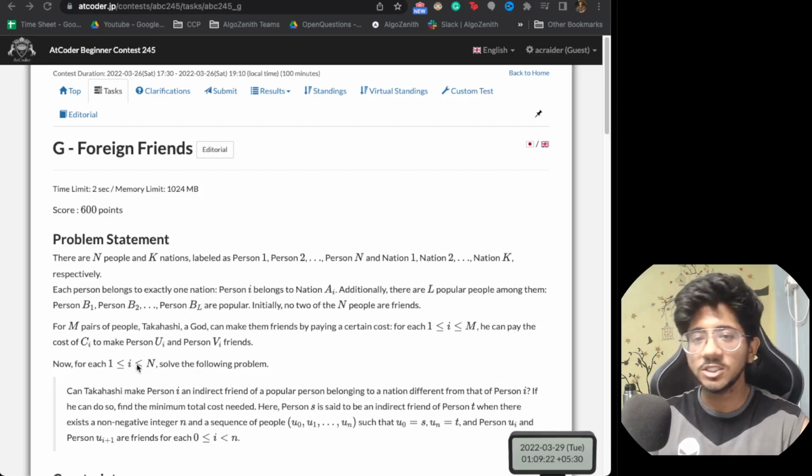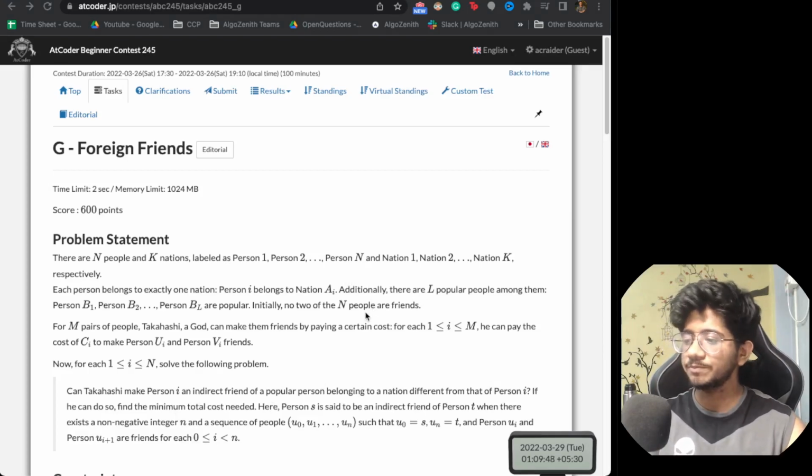Now what we need to do in this particular problem is, for every person, essentially you have to find one of the popular persons from some other nation altogether. So if you have a particular person i, and you want to find some other person j, who is, number one, not in the nation of i, and number two, a popular person. So can we do that? Yes or no? This is something that we need to solve in this particular problem for all i's. That's the beauty of this particular problem. How can we do that?